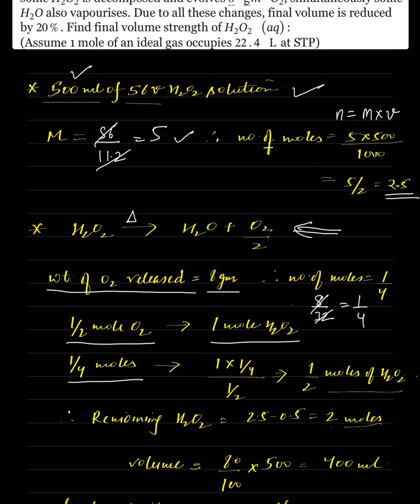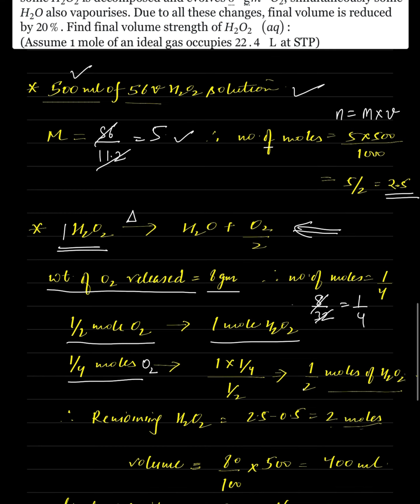Then 1/4 mole of O2 is obtained from how much H2O2? I can calculate, right? According to the balanced equation, half mole is obtained from 1 mole H2O2. Then 1/4 is obtained from half mole H2O2, by the simple unitary method. That means when the solution releases 8 gram O2, only half mole of H2O2 is utilized. Then how much is remaining? Remaining is initial minus utilized, so it will be 2 moles. That is, 2 moles of H2O2 are remaining, right?